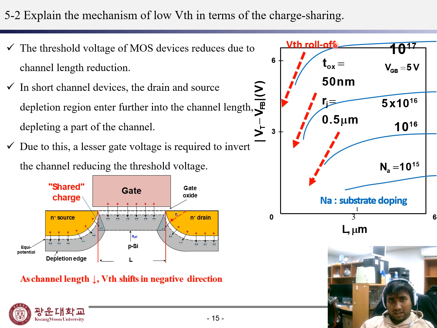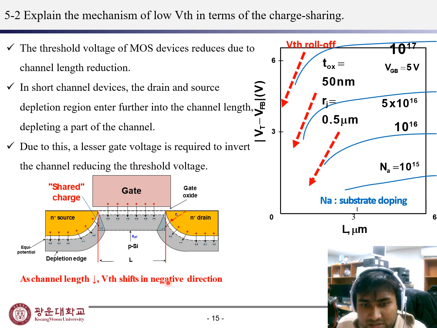Here, in the negative direction, the doping concentration is higher. Here, the source and drain, being n-type, create a depletion layer. If the channel length is short, the VT shifts negative. That means there is a wide depletion layer between the drain and the substrate of the MOSFET.